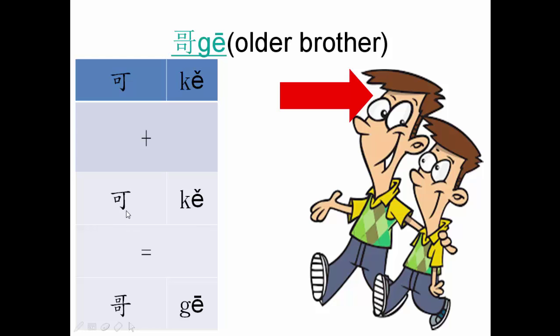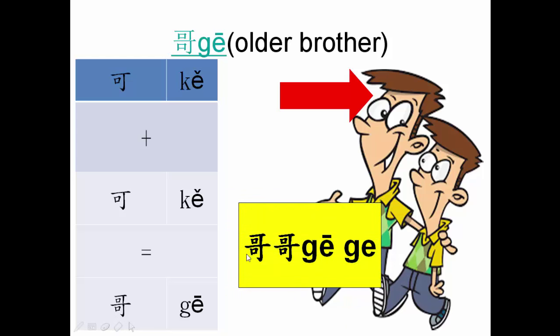But at the bottom part, we have a hook. We keep the hook there. Okay, so let's repeat after me. 哥哥, 哥哥.